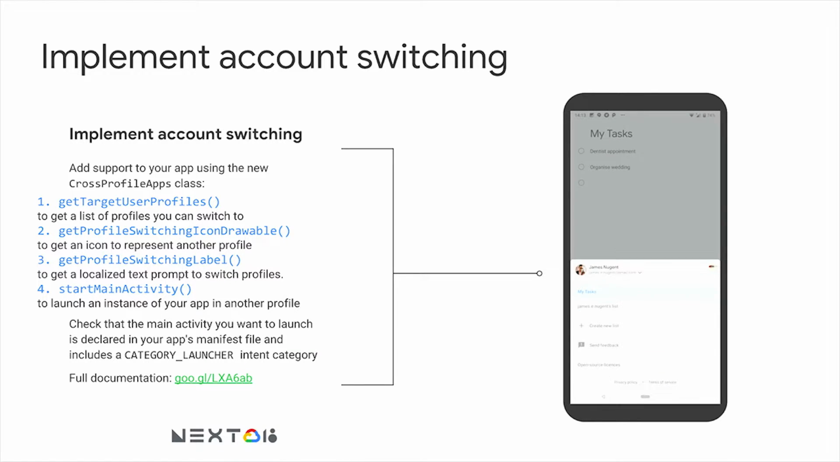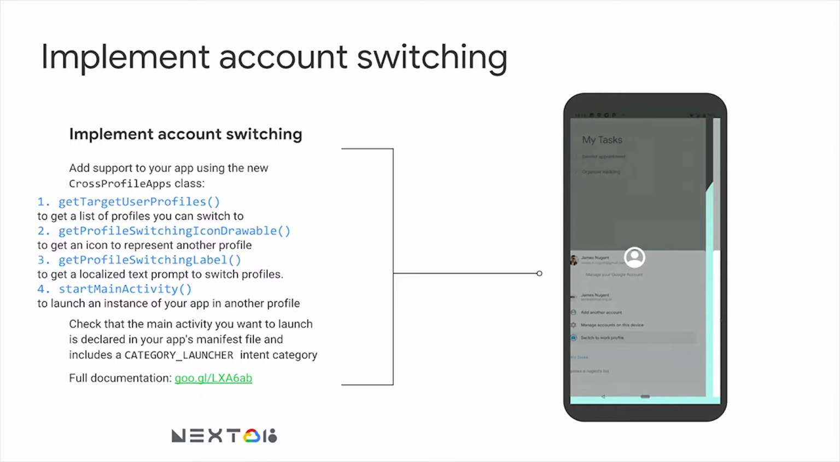When the application's ready to launch, you simply call start main activity, and that will launch the instance of the application inside the other profile. And again, full documentation at that short link. But what's crucial about this is it's not just limited to Google applications. Any application that would potentially reside both in the personal side and the work side can implement these APIs, and you too can implement this seamless switching between the two instances.